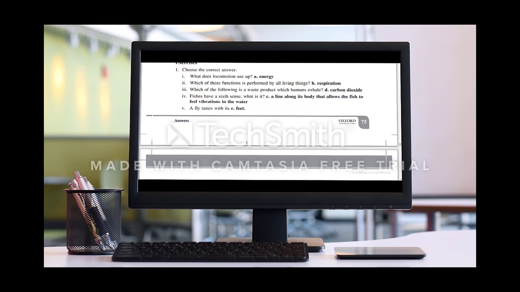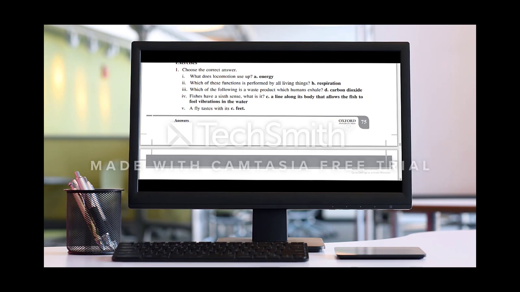Which of the following is a waste product which humans exhale? Carbon dioxide. Fishes have a sixth sense. What is it? The lateral line along its body allows fish to feel vibration in water. So when they are out of water, they feel disturbed.